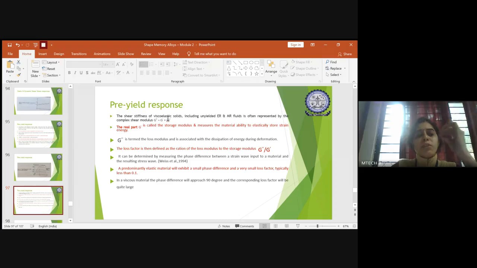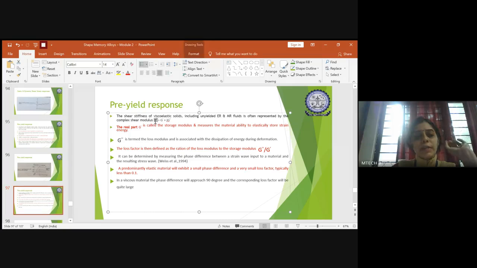So the shear stiffness of viscoelastic solids is claimed to include the unyielded ER and MR fluids, and this unyielded MR and ER fluid is represented by the complex shear modulus, and here G' is called the storage modulus. So if you come across the letter G', you should refer to it as the storage modulus, right? G' measures the material's ability to elastically store strain energy. We are speaking about the storage modulus because we are comparing ER and MR fluid with viscoelastic solids.